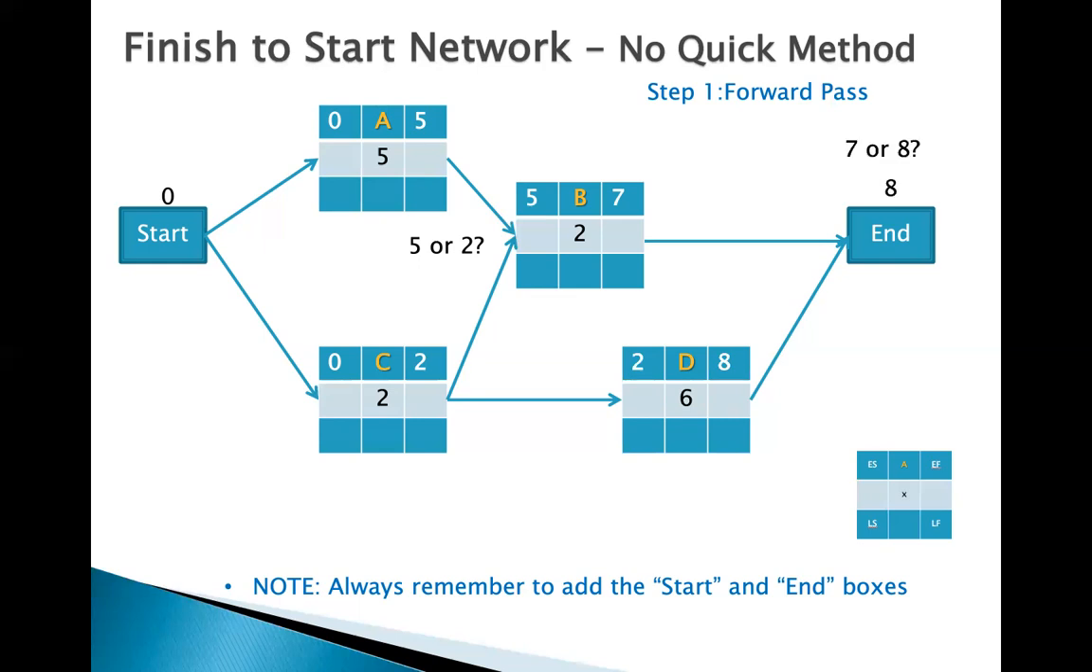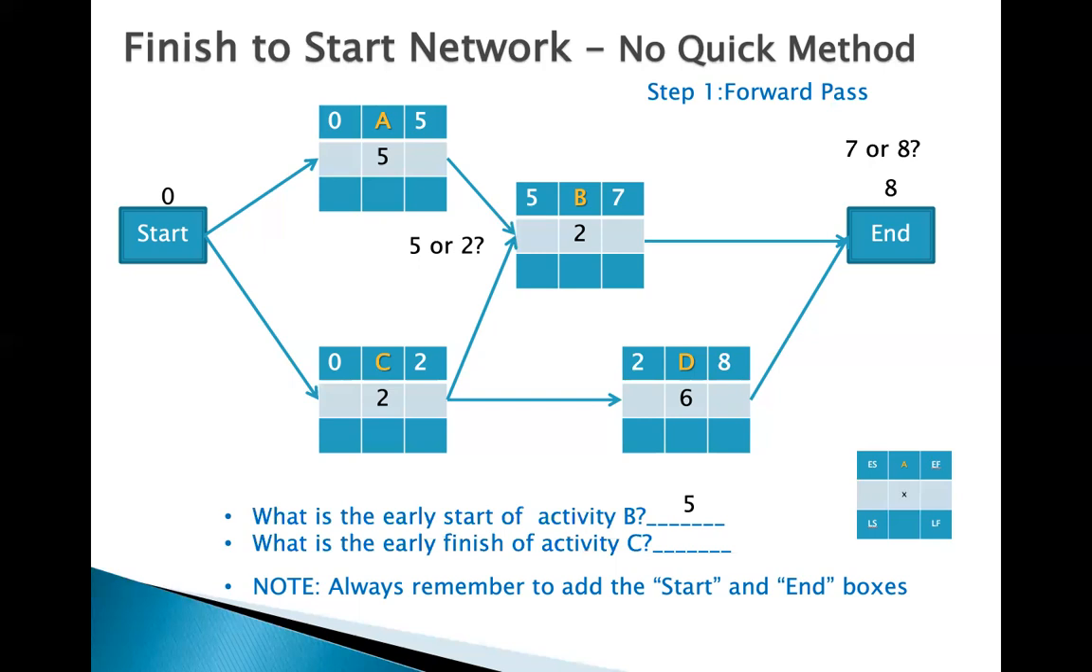It's 8. Why? Because we are doing the forward pass. Now we have completed step number 1. Moving to step number 2, at this point we are able to answer the following questions. What is the early start of activity B? The early start of activity B is 5. What is the early finish of activity C, as in Charlie? Early finish of activity C is 2.